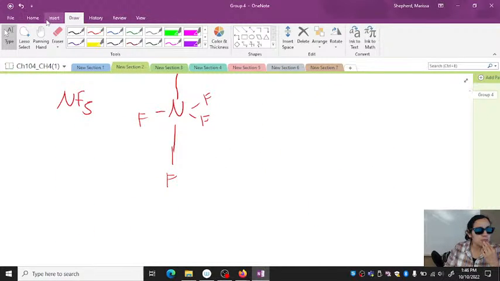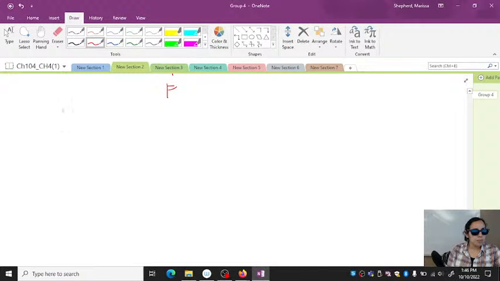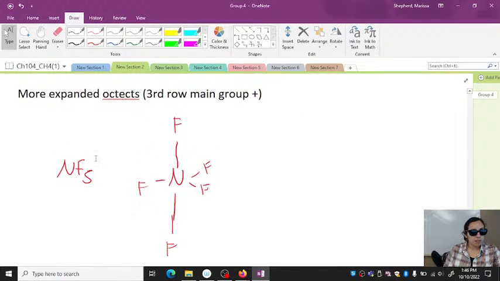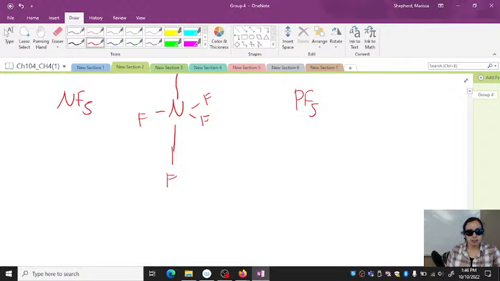All right, so let's look at more expanded octets. And so back to group 5 here. So we said that this is theoretical, but PF5 does exist. So phosphorus pentafluoride.